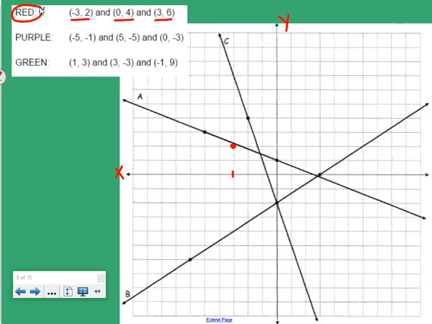Then we want the point 0, 4. So 0, 4, we don't move anywhere on the x-axis, we just go up 4 on the y-axis. And then 3, 6. So we go over here to 3 on our x-axis and go up 6 right there. Then we want to draw a line that goes through all 3 points. Now if you look, this red line is parallel to line B. If you look, they're equal distance apart. They look the same, they're just in a different location.